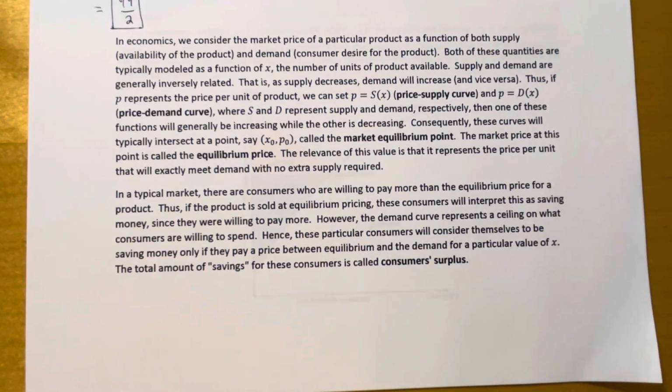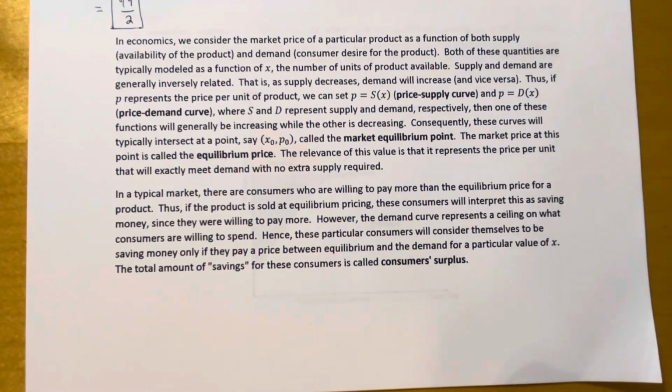So if they only have to pay that equilibrium price, which is what the market price is generally going to be, then they're going to assume that they're saving money, because in their minds, they would have been willing to pay more, but they're only having to pay $5. So the consumer is interpreting that market price as almost like a discount, and they're saving money off of that. The total amount of savings for all of these consumers who are willing to think of this in these terms is called consumer's surplus.